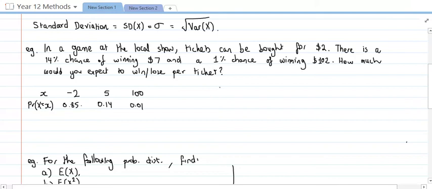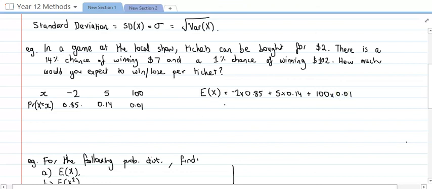And the expected value is really just going to be done by multiplying the probability by the amount of money that you win. If we lose $2 85% of the time, then we could go -2 times 0.85, and that should tell us how much we'd expect to lose. Then we're going to add on 5 times 0.14. And we're also going to have 100 times 0.01.